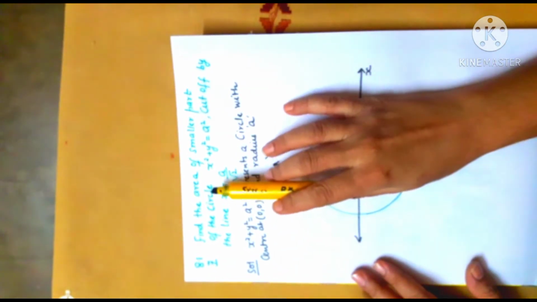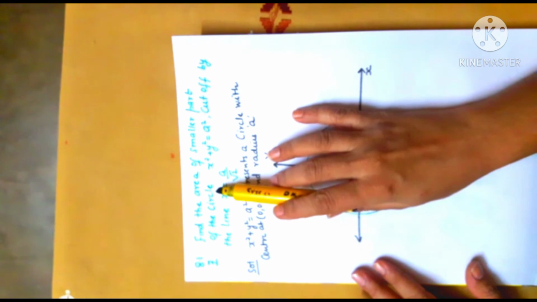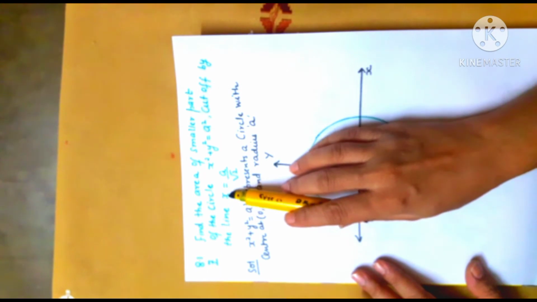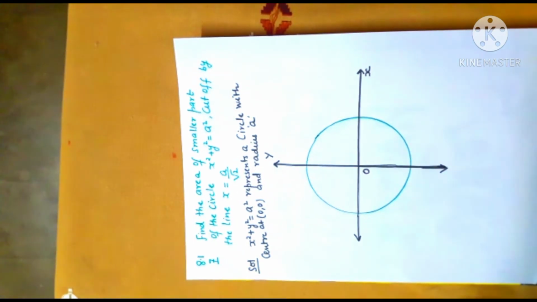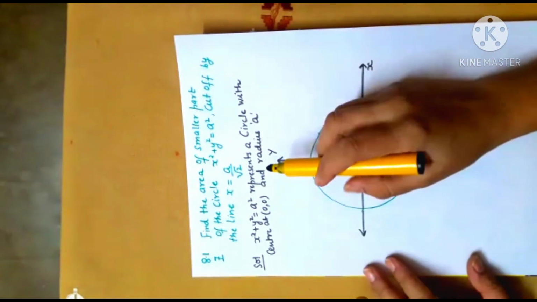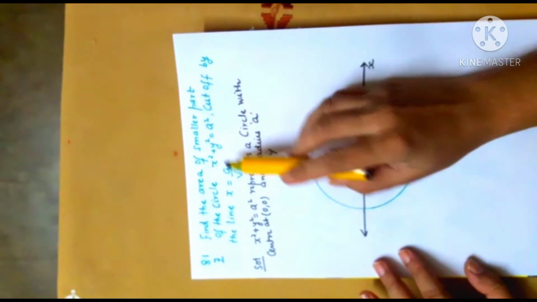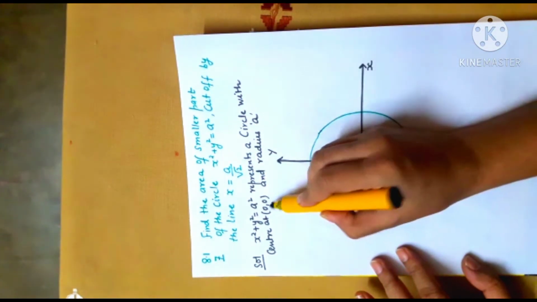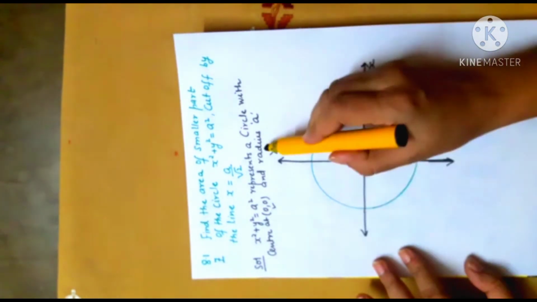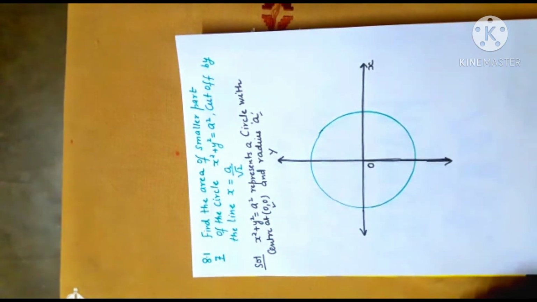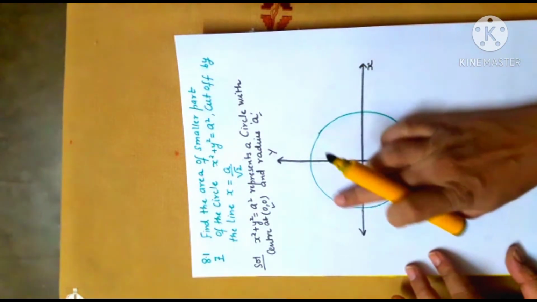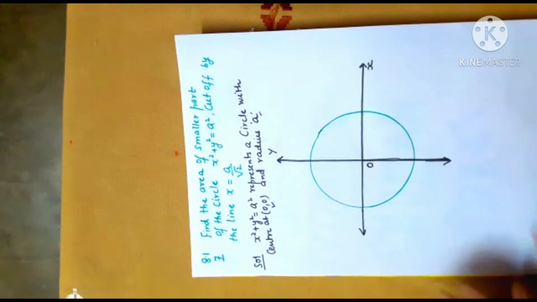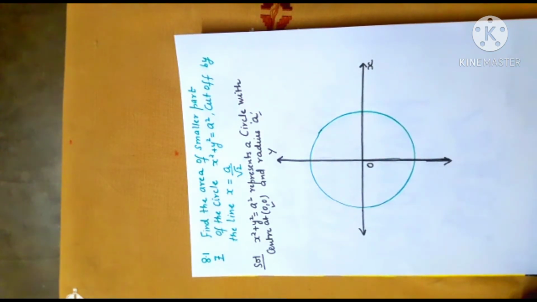Next question is, find the area of the smaller part of the circle x square plus y square equals a square cut off by the line x equals a over root 2. First we shall draw the figure. Yes, x square plus y square equals a square represents a circle with center at origin, that is at 0, 0 and radius a. Right? So we have drawn a circle with center at origin. Right? So as the radius of the circle is a units.